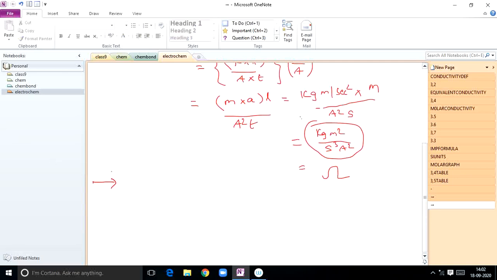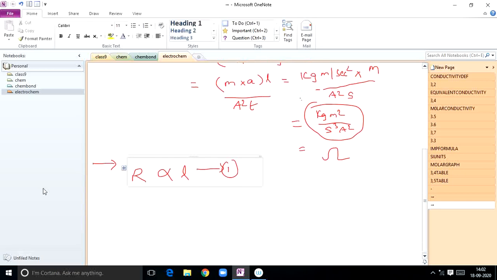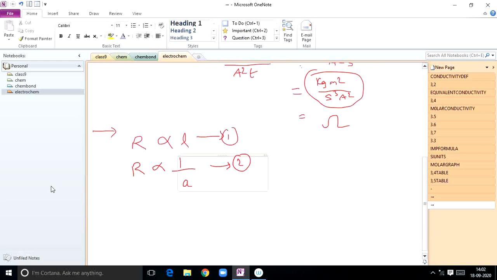Now students, now we will have some derivation. Resistance of any conductor, capital R, is directly proportional to its length, and resistance of any conductor is inversely proportional to area of cross section. So R is proportional to L by A.